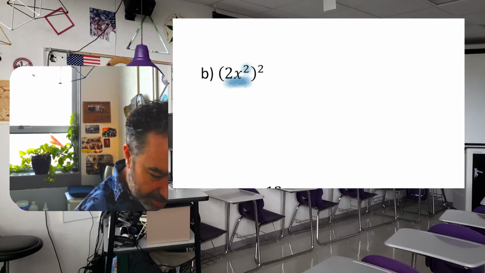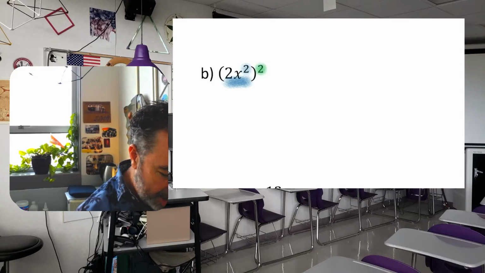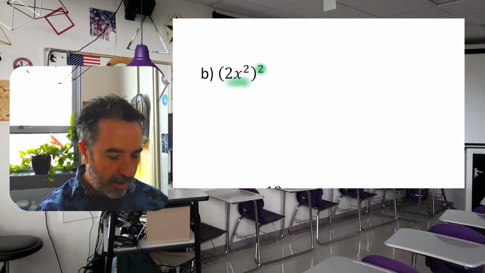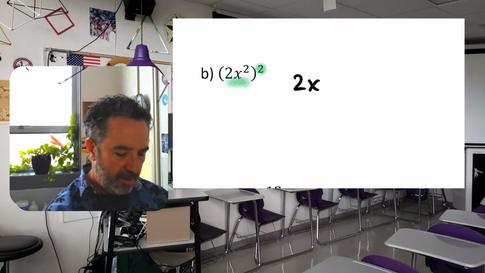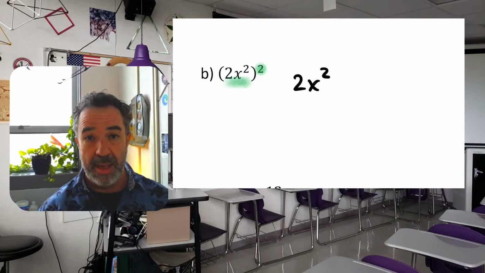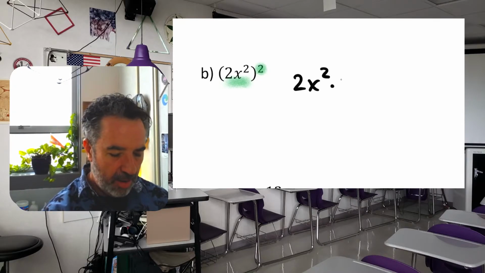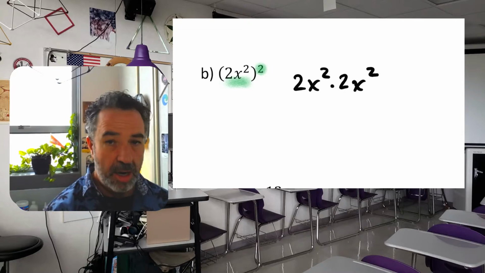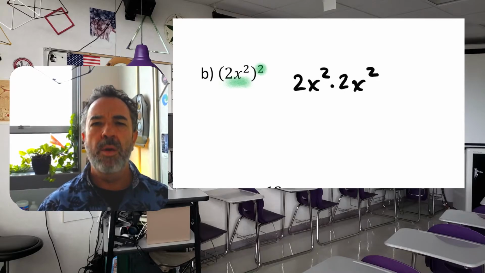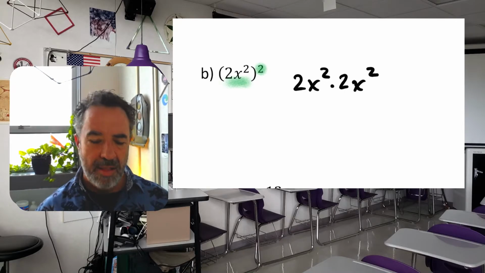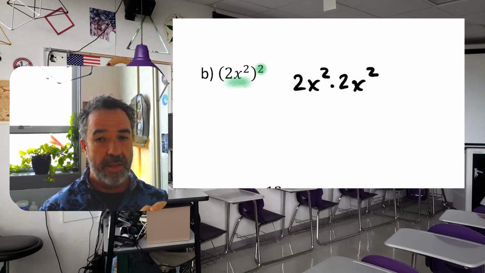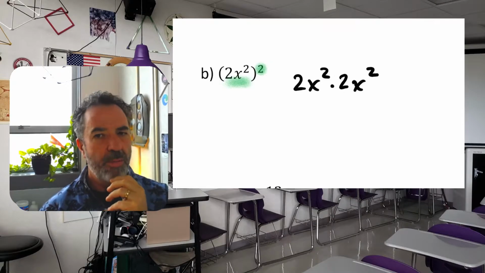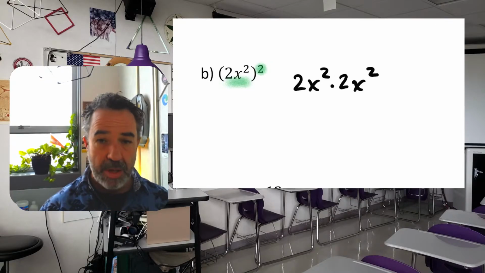But outside the parentheses, this says I've got 2 of everything that's inside of here. So I'm going to write that thing twice. So I've got 2 of those, so I'm going to write 2x squared. That's one of the things that was inside the parentheses. And then I have another one, 2x squared. That's the other one. So when I look at that, again, the squaring here is only on the x. There's no parentheses around the 2x. It's just the x that's getting squared.